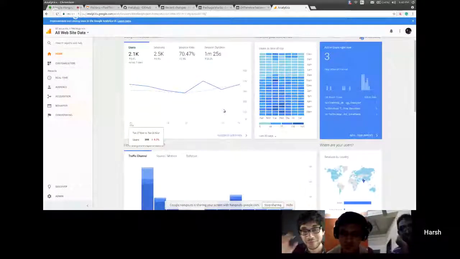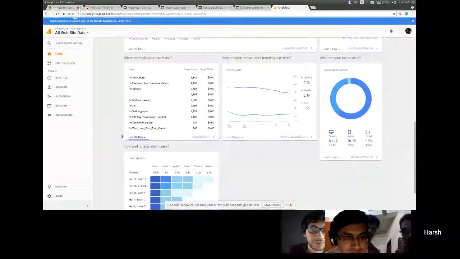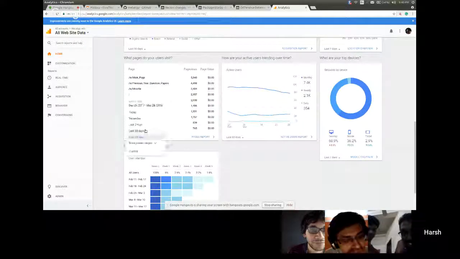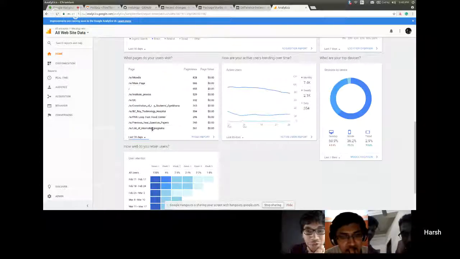So this is the analytics. You can see what pages people visit. In the last 90 days, the main page has 5,000 views. Question paper has like 4,500. Proxy is 2,000. People are actually going to the wiki page for previous year question papers, because the other link is, I think, hard to remember or hard to find.